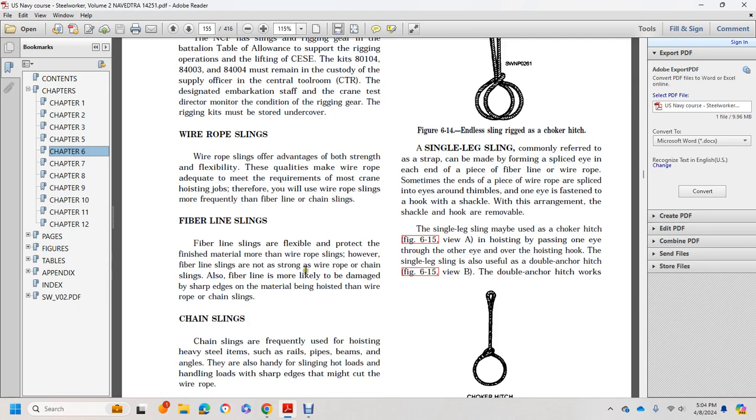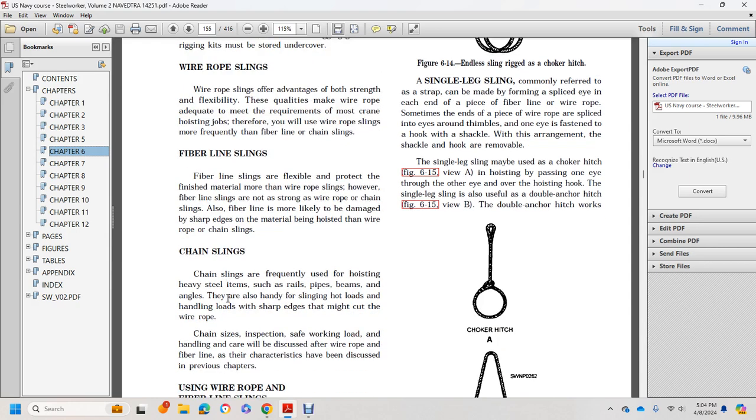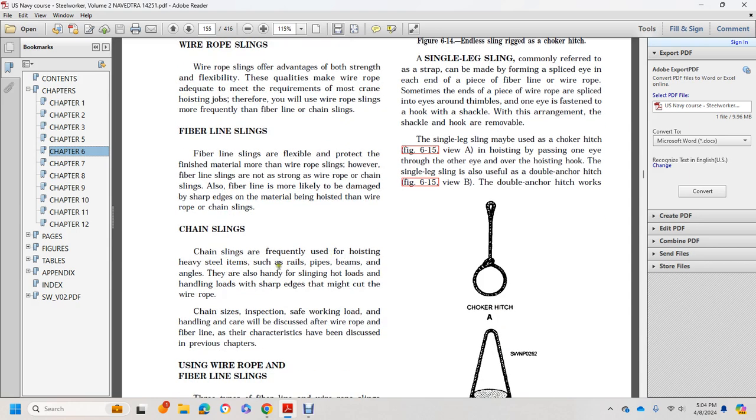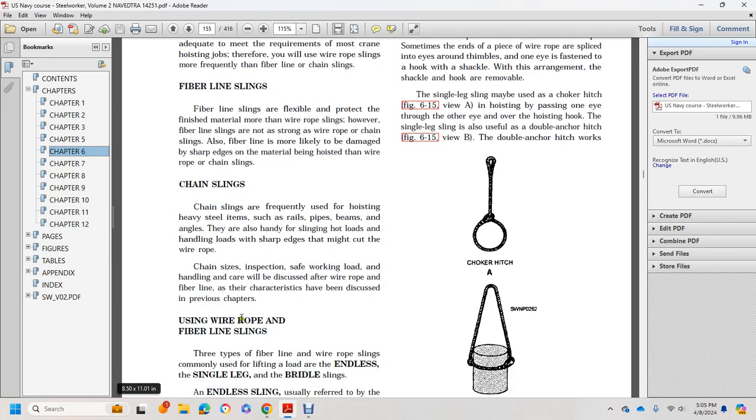Also, fiber lines are more likely to be damaged by sharp edges on the material being hoisted than wire rope or chain slings. Chain slings are frequently used for hoisting heavy steel items such as rails, pipe, beams, and angles, but they are also a handy sling for hot loads and for handling loads with sharp edges that might cut wire rope. Chain sling inspection and working load handling care were discussed earlier, along with wire rope and fiber line, in the previous chapter.